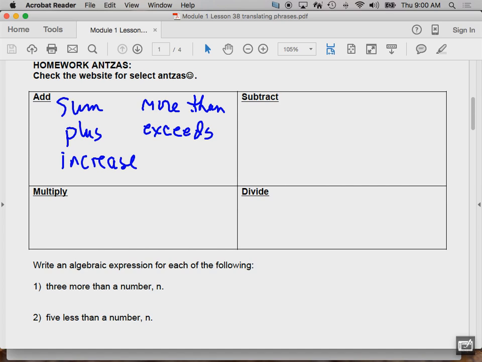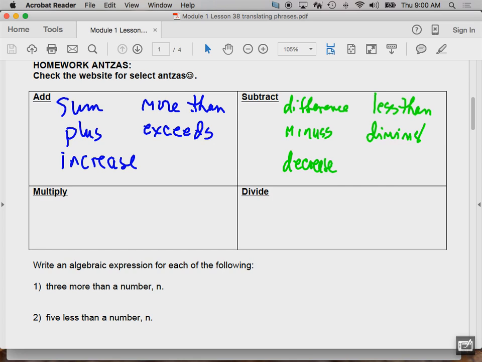Now, to those words, there are sister words for subtraction. Sum, what would be the sister word for sum? Difference. More than? Less than, good. Increase? Decrease. And then exceeds, the sister word is not so obvious, it's diminish. Okay, so there we have some words for that.